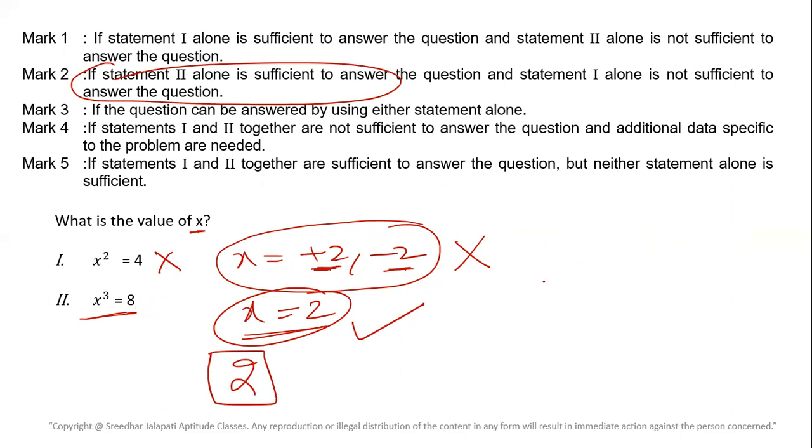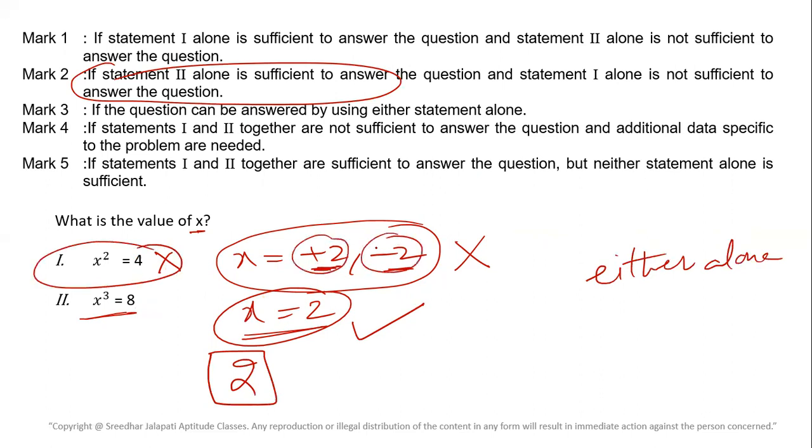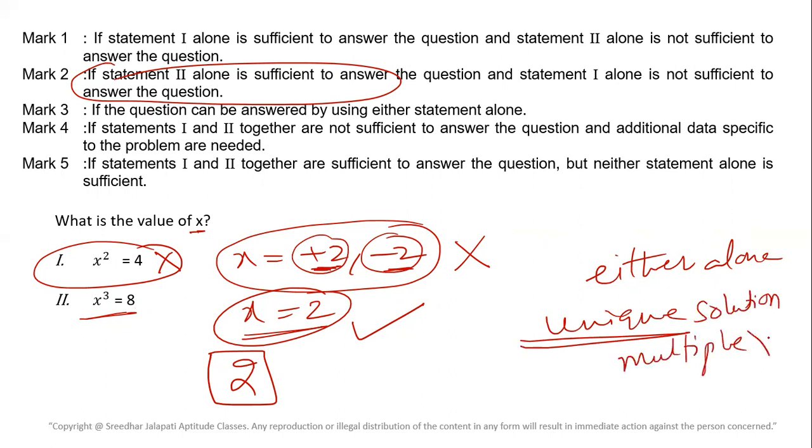Here, most of the students think either statement alone is sufficient, but unfortunately, 1 is not sufficient because from 1, we are getting two values, plus value as well as minus value. So it is very clear that from a statement, you should be in a position to get a unique solution. If any statement is leading to multiple solutions, we treat it as not sufficient, data not sufficient. So here the answer is second, 2 alone is sufficient to find the x value.